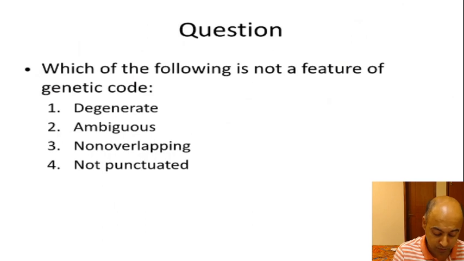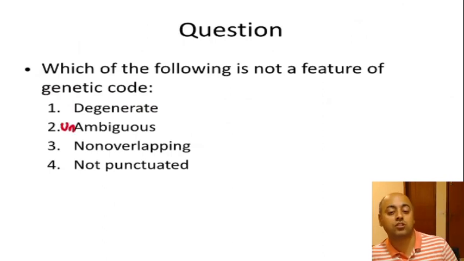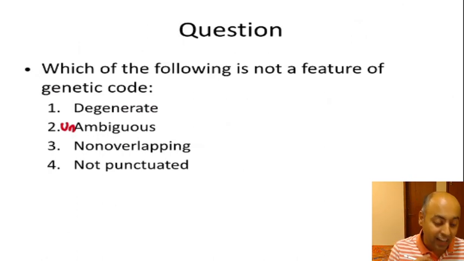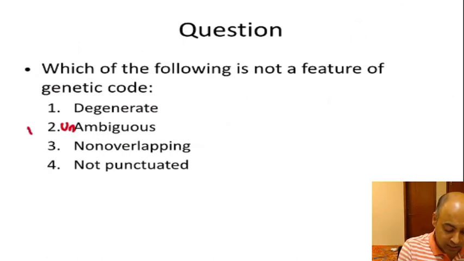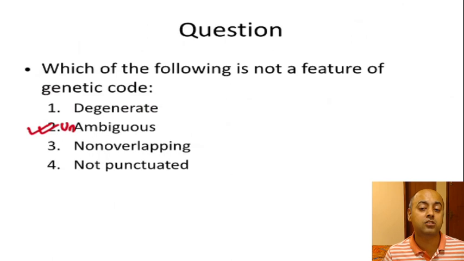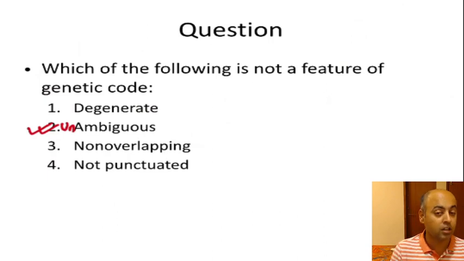Please note, we have said the genetic code is degenerate. This is correct. We also said the genetic code is non-overlapping. The genetic code is not punctuated. But we should remember the genetic code is unambiguous. So if you write ambiguous, then it is not the correct statement. The ambiguous nature is not present in the genetic code. Unambiguous nature is present in the genetic code.